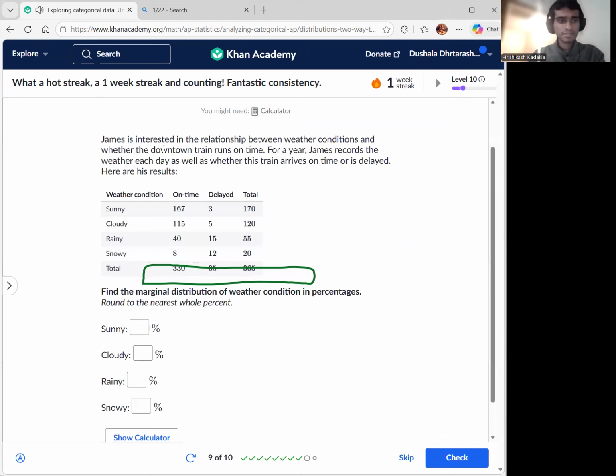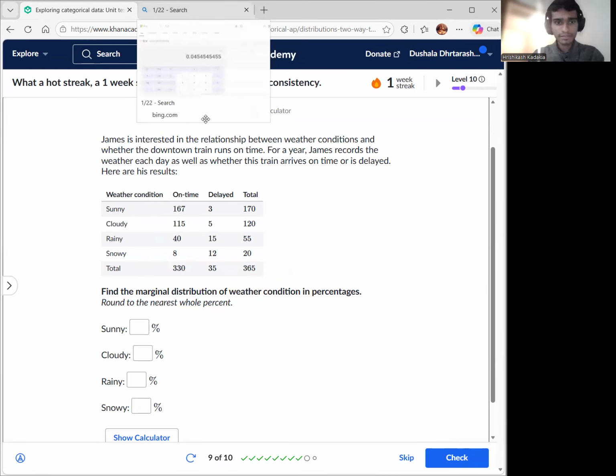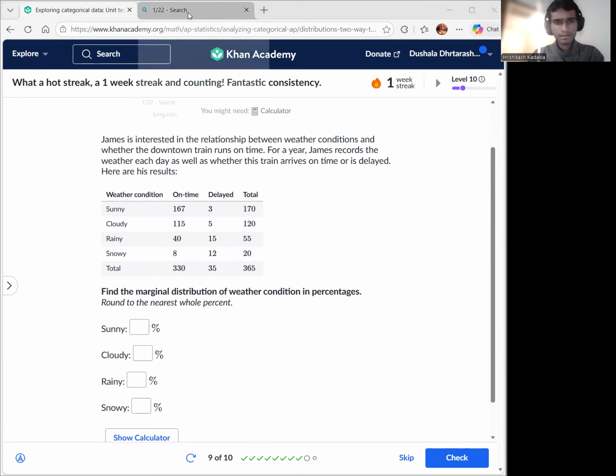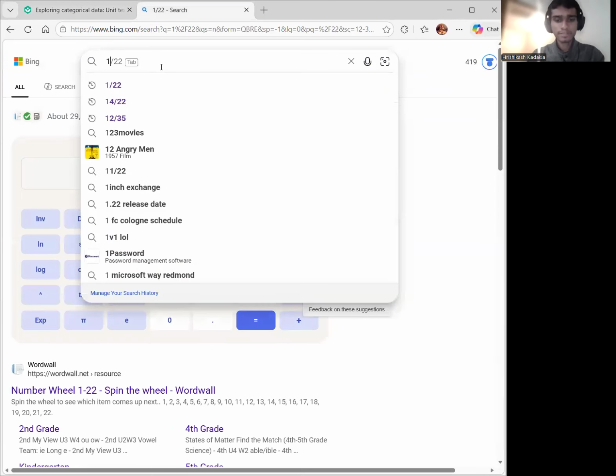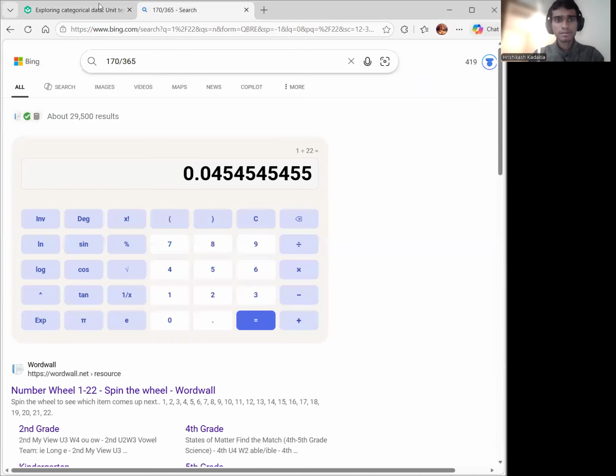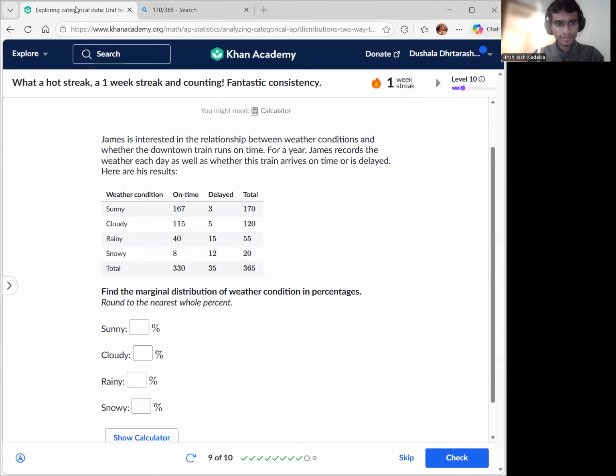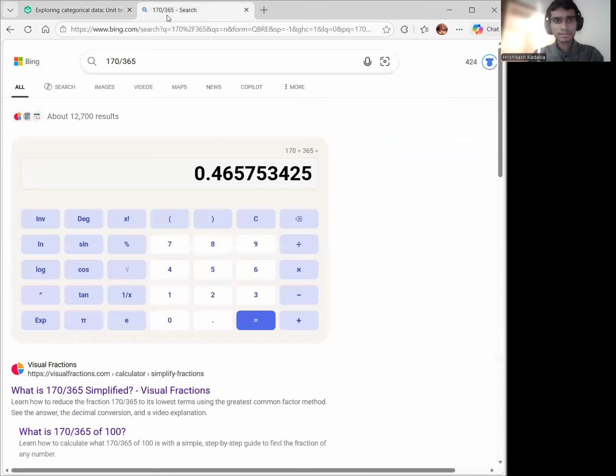Okay, now James, same thing again. James is looking at the relationship between whether the train arrives on time or not and the weather condition for that day. So basically, the marginal distribution for weather conditions in percentages. How many sunny days did we have from the total? 170 out of 360. So 170 were sunny days, which is about 46.57, so 47. That's actually pretty low, right?